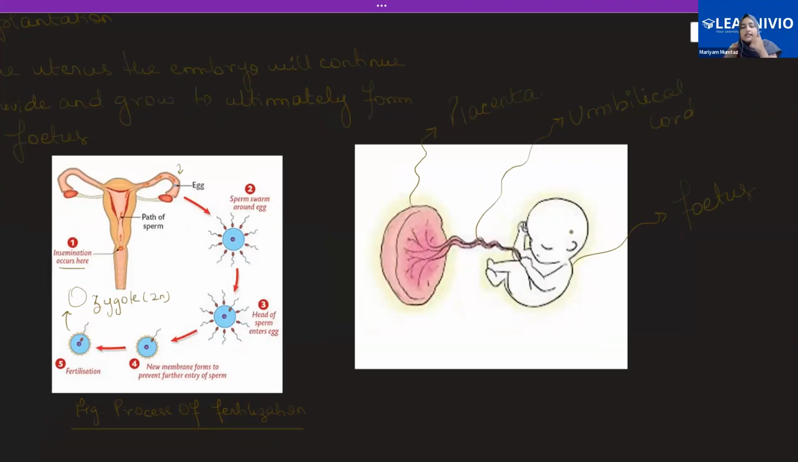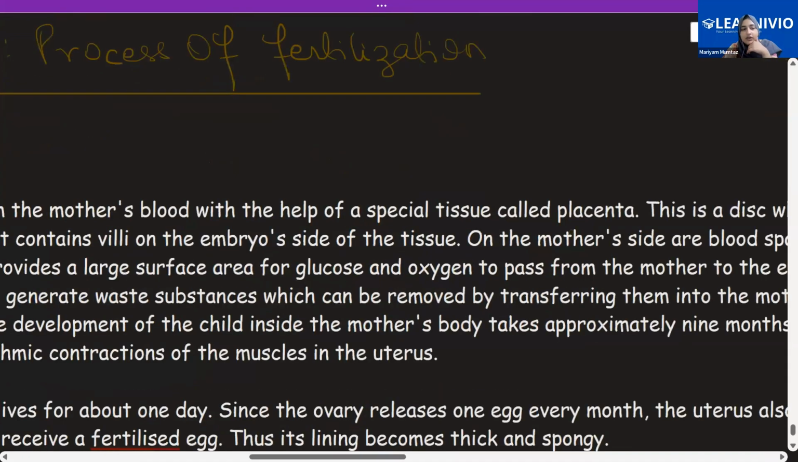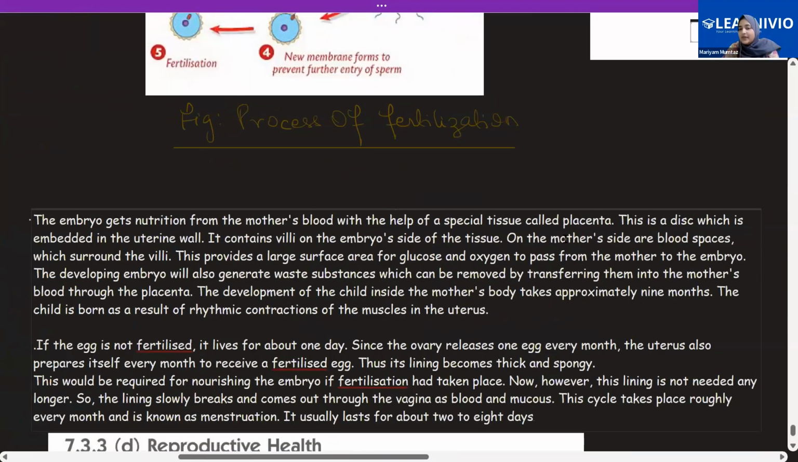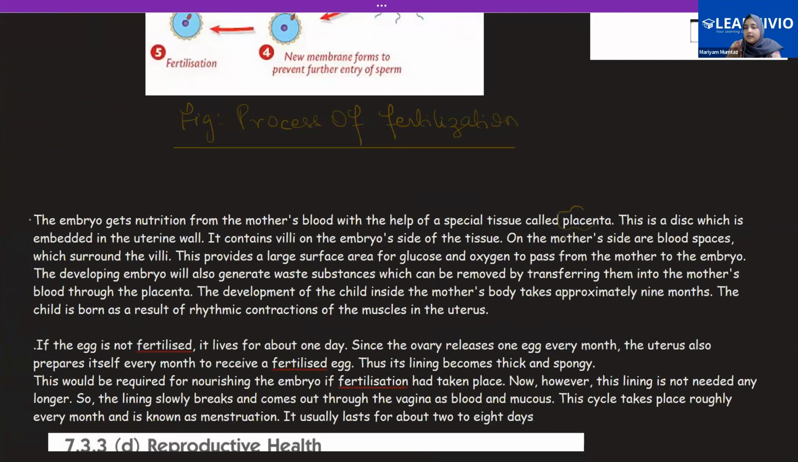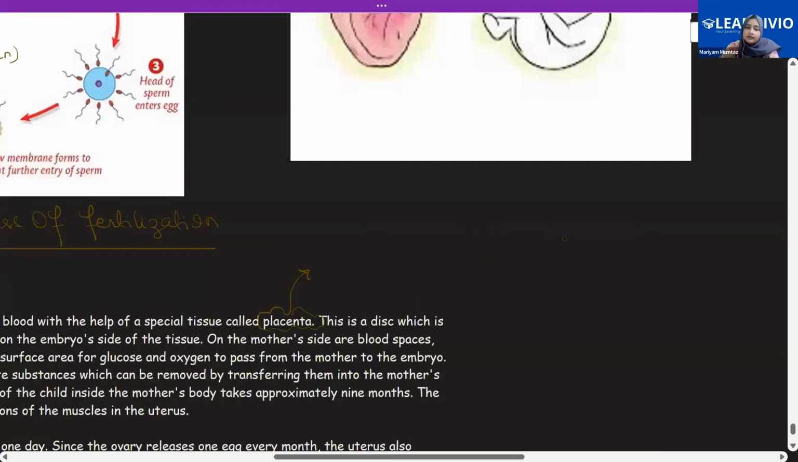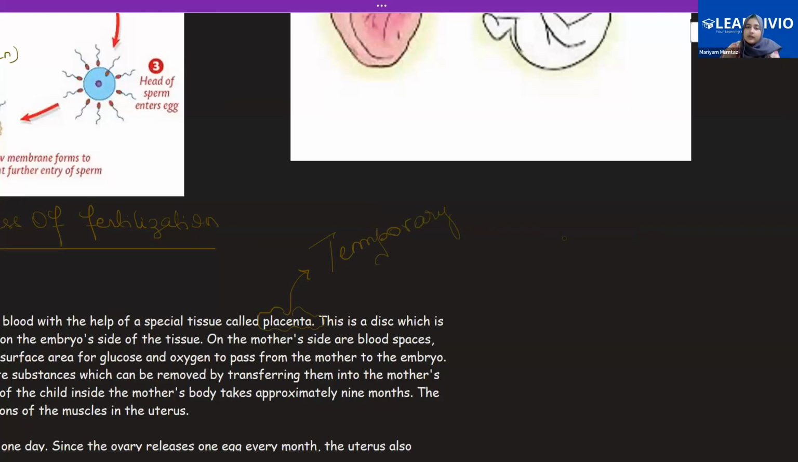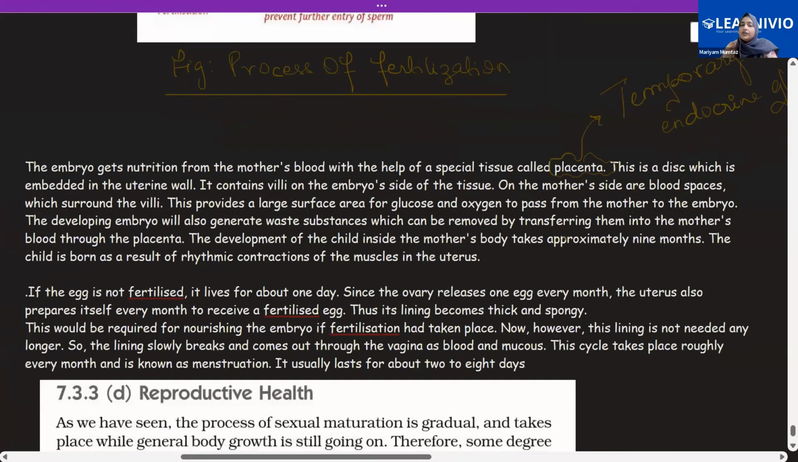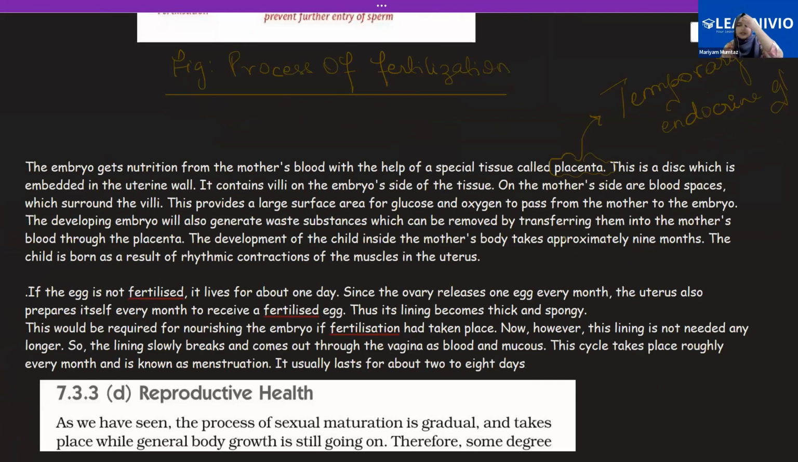Now moving forward, we were discussing this whole thing, wherein we saw that the embryo gets the nourishment from the mother's blood with the help of a special tissue that we call the placenta, right? You can also call it the temporary endocrine gland. Meaning this placenta, apart from being such an important unit of reproduction, also secretes a lot of hormones to support the pregnancy.